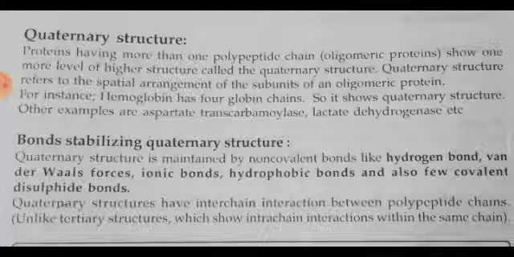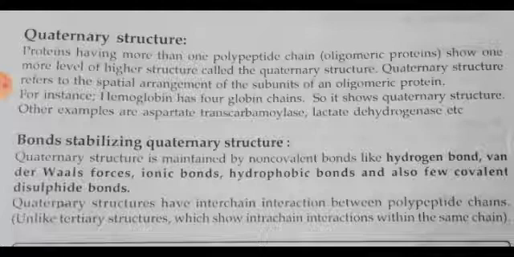For instance, hemoglobin has four globin chains. Here you can see four globin chains, four subunits. So it shows quaternary structure. Other examples are aspartate transcarbamylase and lactate dehydrogenase. Like that, you can come across several proteins with quaternary structures. Bonds stabilizing quaternary structures. The quaternary structure is maintained by non-covalent bonds like hydrogen bonds, van der Waals forces, ionic bonds, and also hydrophobic bonds, and also a few covalent disulfide bonds.